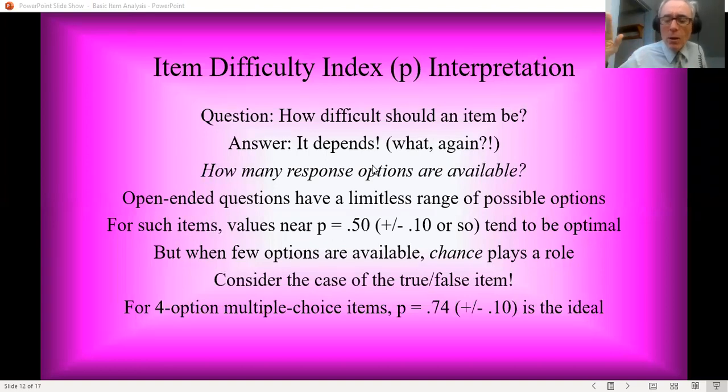So the value could be in the low 60s, 0.6, 0.65. It could even go up into the low or mid 80s, conceivably. Again, the reason for this is, well, go back to the true-false for a sec. What if half the class gets the right answer on a true-false question? Think about it. Half the class got it right. How easy or hard was that item?